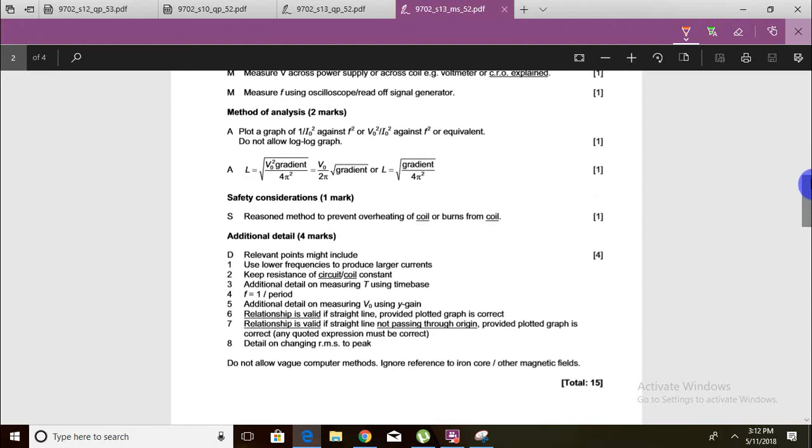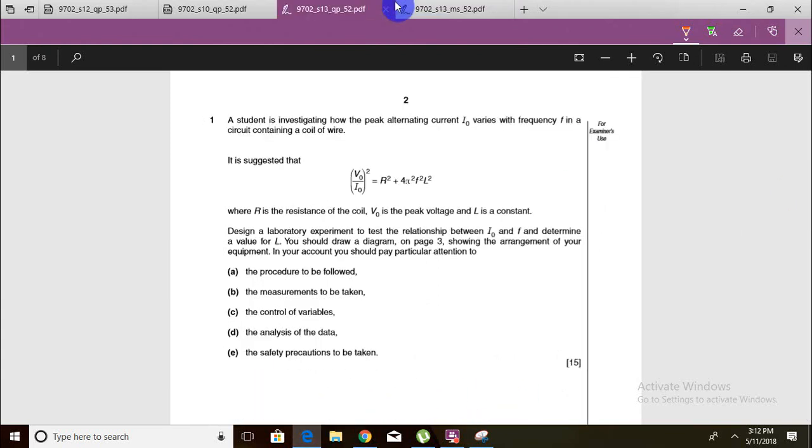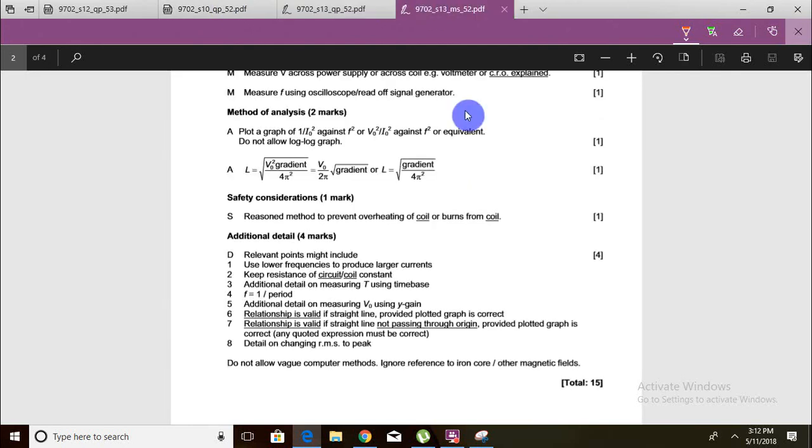Use low frequencies to produce larger currents. Yes, you can actually see that from over here, that because they are inversely related, in order to get a big value of I naught, so there would be less percentage error, you'll have to use low frequencies. Keep resistance of the circuit constant. Done. Additional detail on measuring T using time base. Done. F is equal to 1 over T.